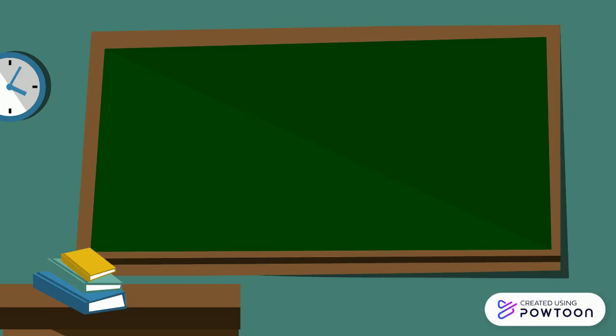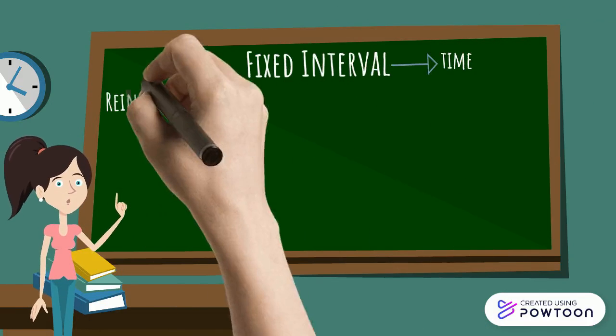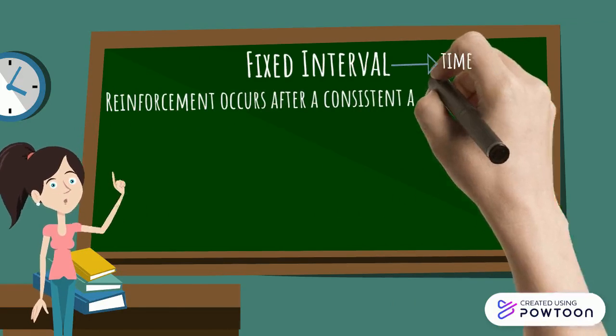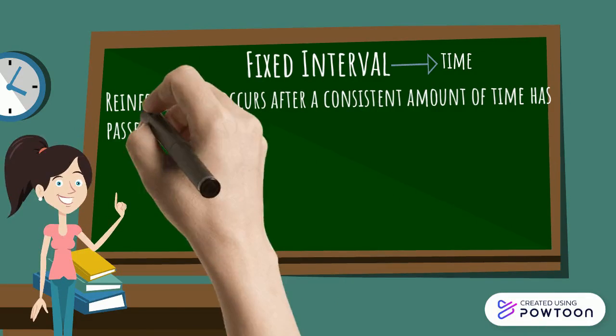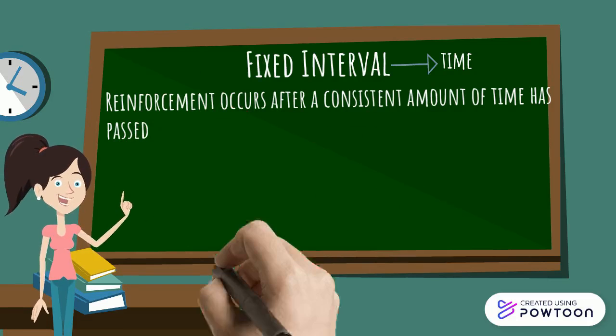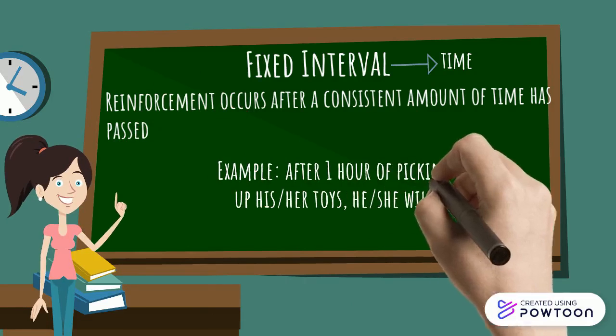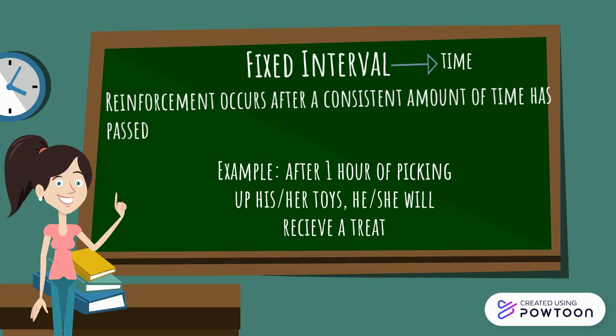The next type is fixed interval, and if you remember, interval means time, so the reinforcement can only occur after a consistent amount of time has passed. It is not dependent upon the number of responses, but it is dependent on the amount of time. For example, after 1 hour of picking up his or her toys, the child will receive a treat.